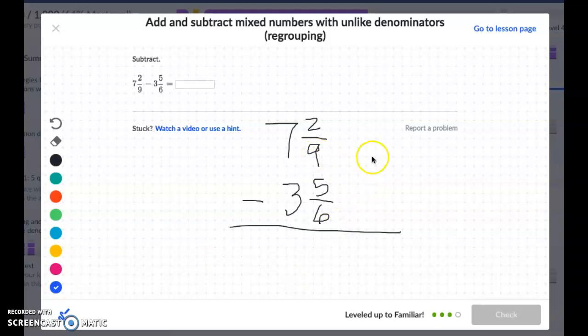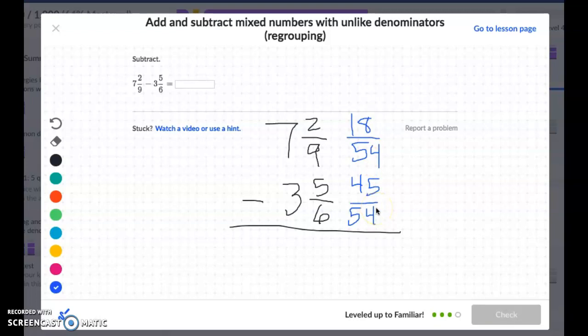So 9 times 6 is 54. So I'm going to make both of my denominators 54. And then 6 times 9 is 54. So 5 times 9 is 45. 9 times 6 is 54. 2 times 6 is 18. And then I want to do my subtraction. 18 take away 45. I cannot do.